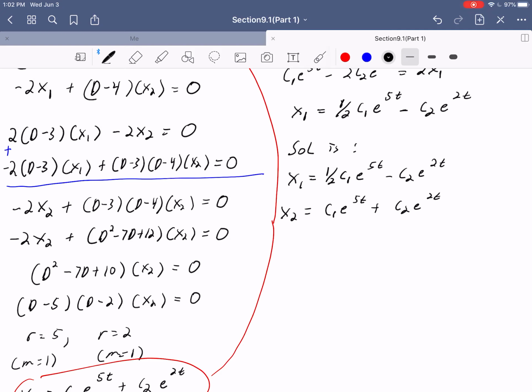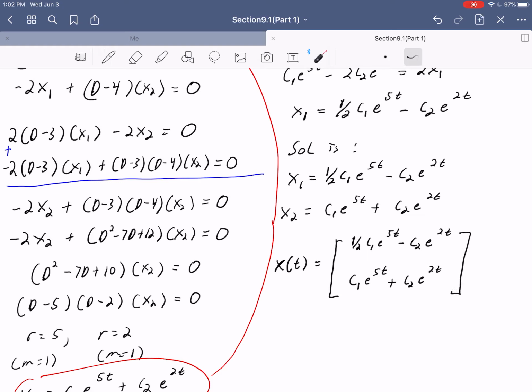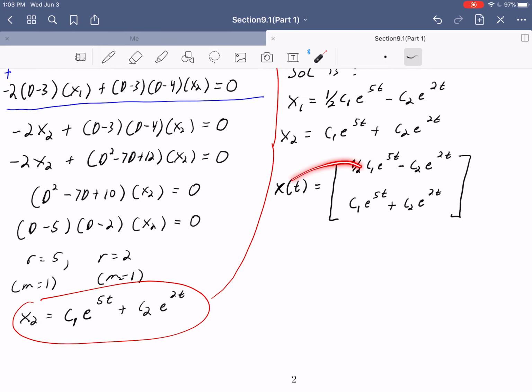Instead of saying x1 and x2, let's think about this as x of t, and let's treat this as a vector function: 1/2 c1e^(5t) minus c2e^(2t), and then the second element is going to be c1e^(5t) plus c2e^(2t). Okay. That would be an alternate way of phrasing. Instead of saying that we have two separate solutions, we could think about it as a vector. You guys are comfortable that when we learned about solving systems of linear equations, we said you could just say what x, y, z all equal, or you could phrase it as a vector. But I want to look a little bit more at this vector.